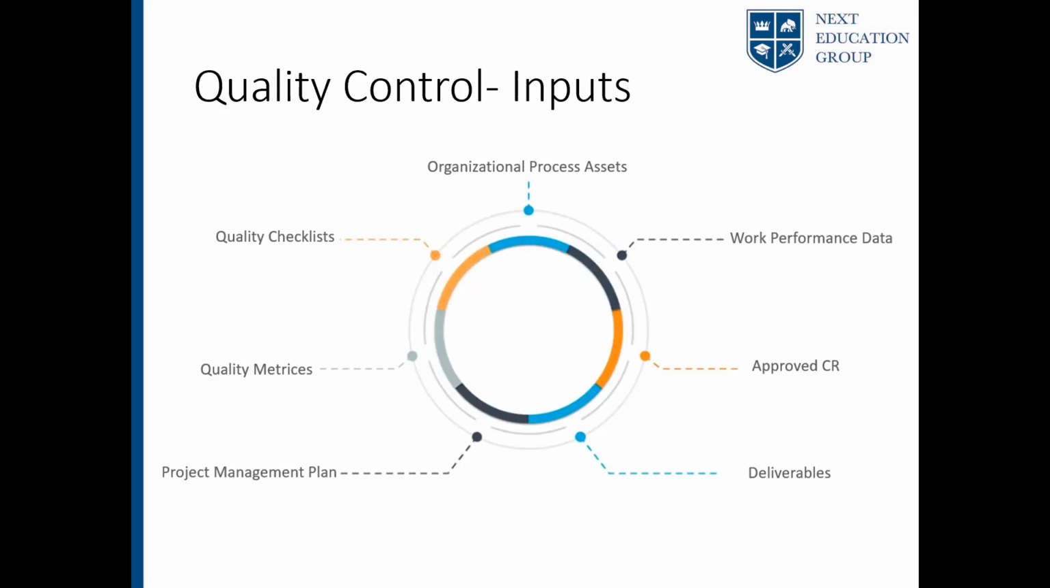Project management plan. When talking about project management plan, it's not just a Gantt chart with a timeline. It's your entire project management plan, which includes quality management, stakeholder management, scope management, time management, risk management, everything. Why you need it? Because quality control may have an impact or may have to adhere to the requirement management plan, stakeholder management plan. So that becomes an input for your control quality scope.